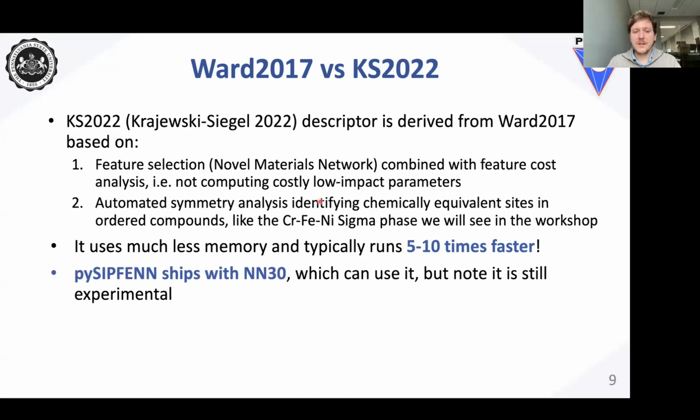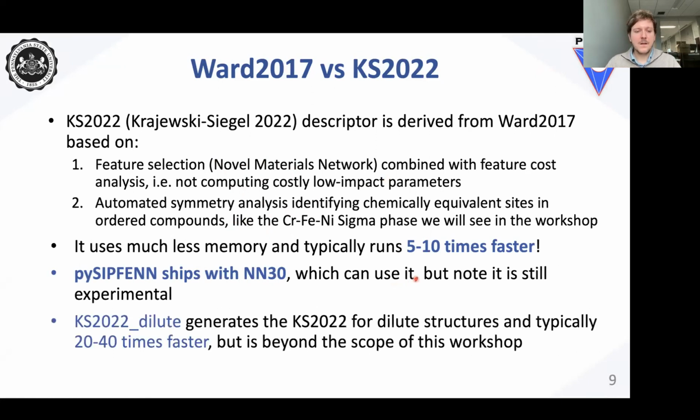And right now, PySIPFENN ships with neural network 30, which is the novel materials model, or novel materials network, optimized for this descriptor. And we are achieving about the same accuracy in the prediction of the OQMD subset that we use as test, but it's still experimental. So your mileage may vary if you use this one.